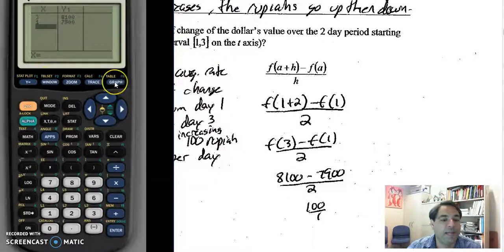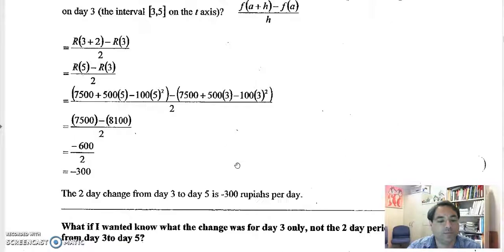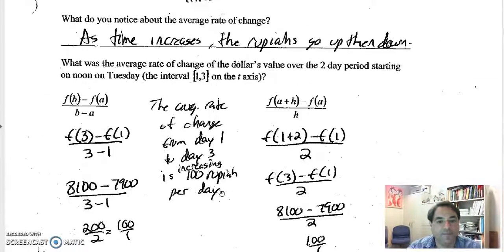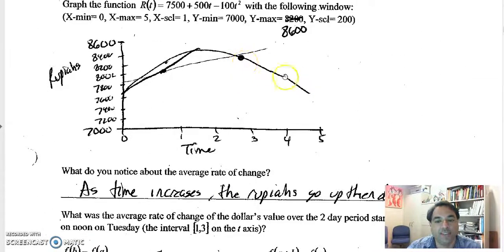So again, we have to set up our table and then use the table once we have the function in y1. So in this other example, we're going from day 3 to day 5. So 5 gives us 7,500. 3 again gives us 8,100. So we can use the calculator to do that. And we get negative 600 over 2, which is negative 300 over 1. So the 2-day change from day 3 to day 5 is decreasing 300 rupees per day. So if I look at the graph, from 3 to 5 now, it's decreasing. When before, from 1 to 3, it was increasing.